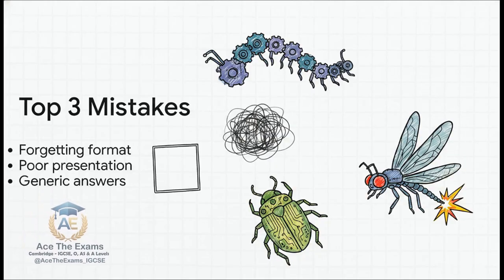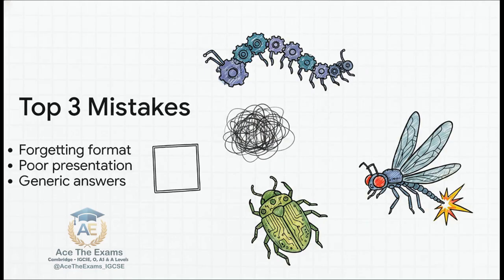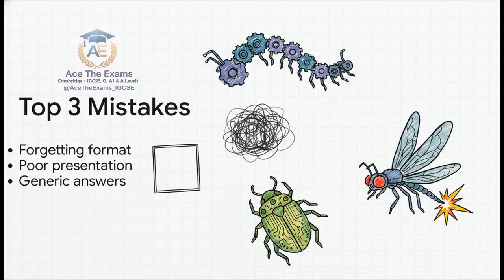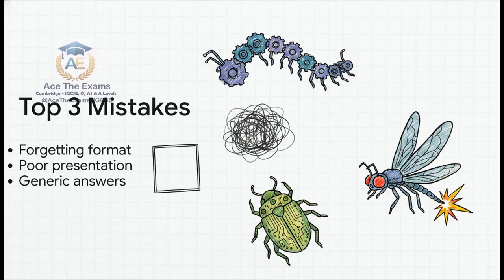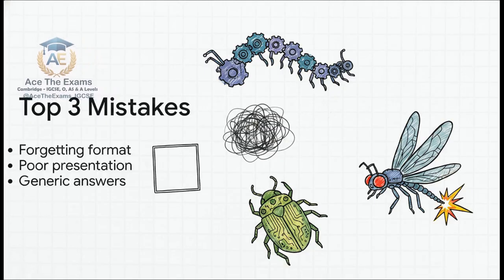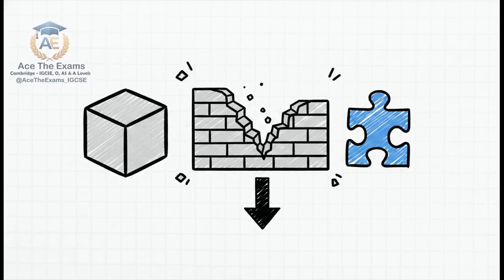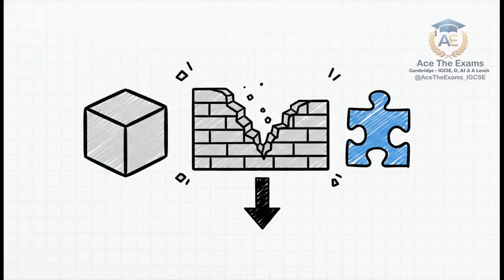Mistake 1. Students forget to include the proper format for modulus and argument. They calculate it, but they write it down in a completely non-standard format. Mistake 2. They fail to check their presentation and working. It's too messy, the examiner can't read the logic flow, and boom, method marks are gone. And mistake 3, which is the biggest system crash of all, providing answers that are not specific to the context given in the question.